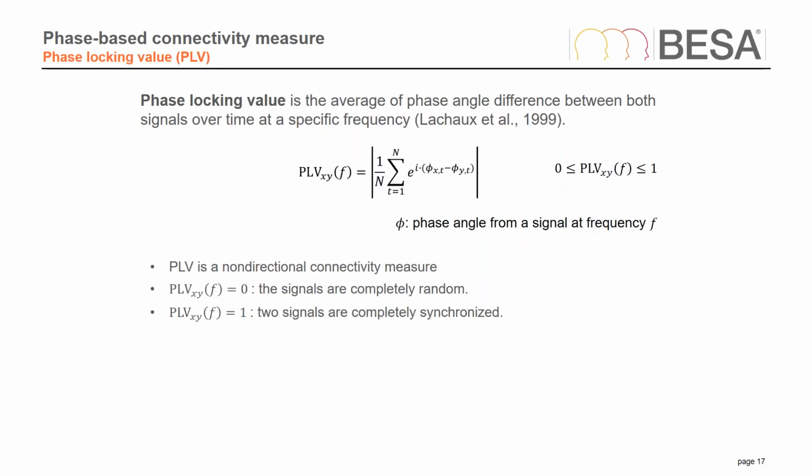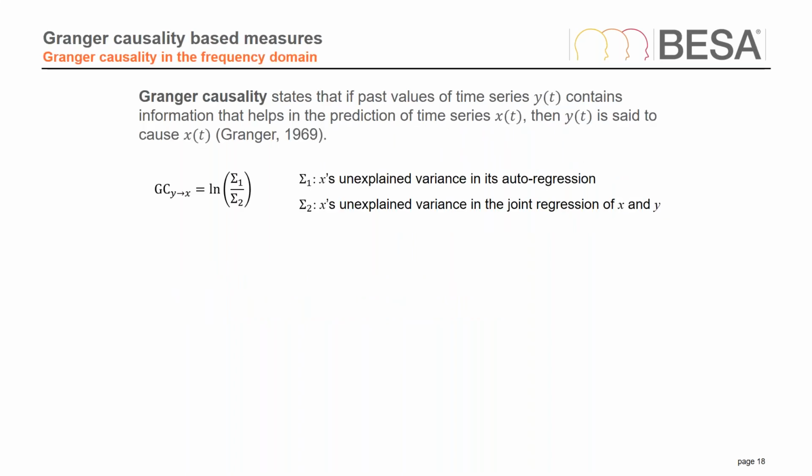And then we have the phase locking value. This is another measure which discards the amplitude information altogether and just looks at the phase relationships. This again is a non-directional connectivity measure. So we can measure the amount of coupling, but we don't know which way the information flows. Which brings us to Granger causality-based measures.